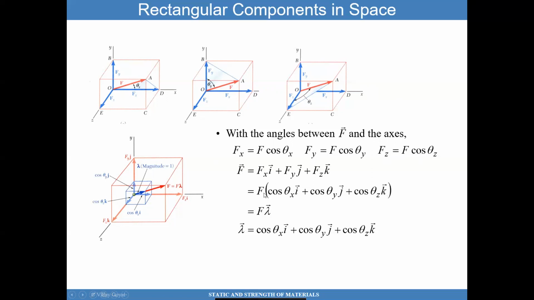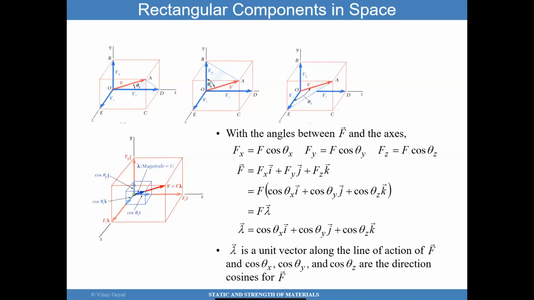I can factor out that F, and I get lambda hat, which is the unit vector that describes the direction of that vector F. It turns out that cosine squared theta x, plus cosine squared theta y, plus cosine squared theta z, if you add them up, equals 1. Has to be. So lambda is a unit vector along the line of action of F, and cosine theta x, cosine theta y and cosine theta z are known as the direction cosines for F hat.